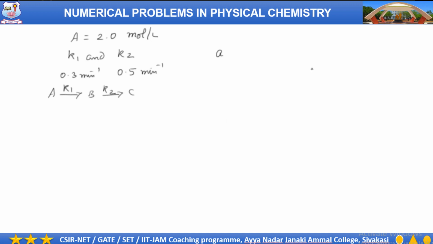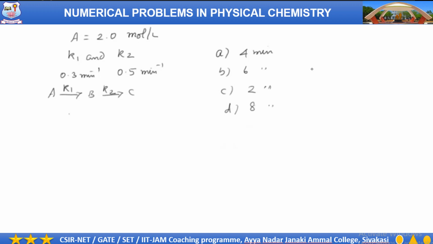First option, 4 minutes. B, 6 minutes. C, 2 minutes. D, 8 minutes. Which is the correct answer? First do the T max problem, then we will go for the B maximum problem. What is the T max? Write down the T max problem.